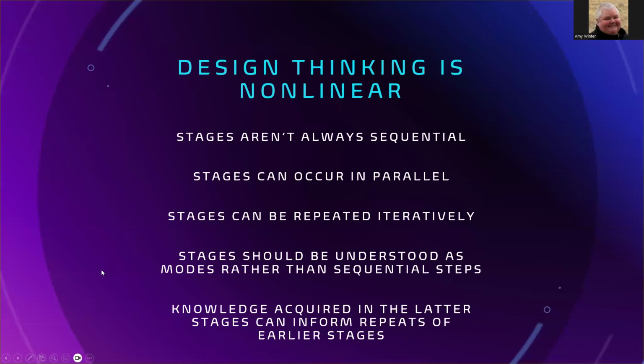Design thinking is a non-linear, iterative process. The stages aren't always sequential. They can occur in parallel or loop back onto each other. So they should be understood as different modes that contribute to the entire project rather than sequential steps. Information acquired in later stages of the process can inform repeats of earlier stages.